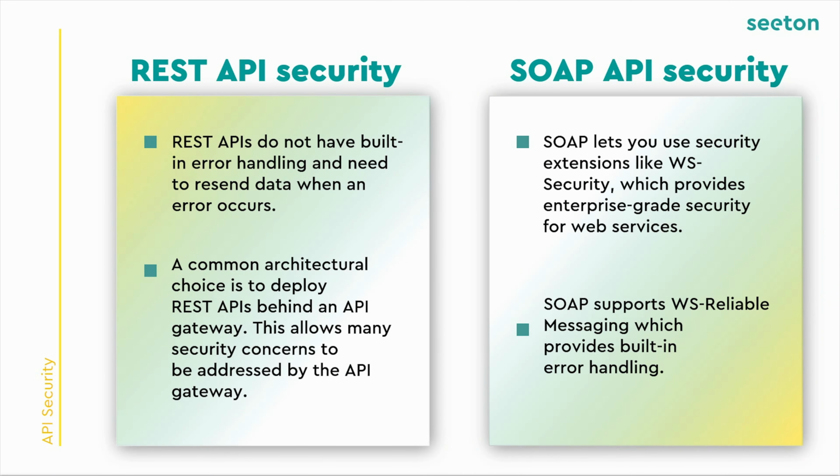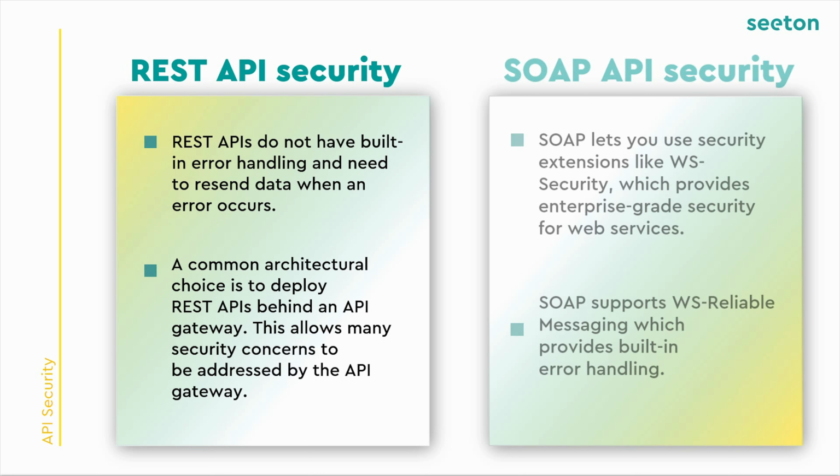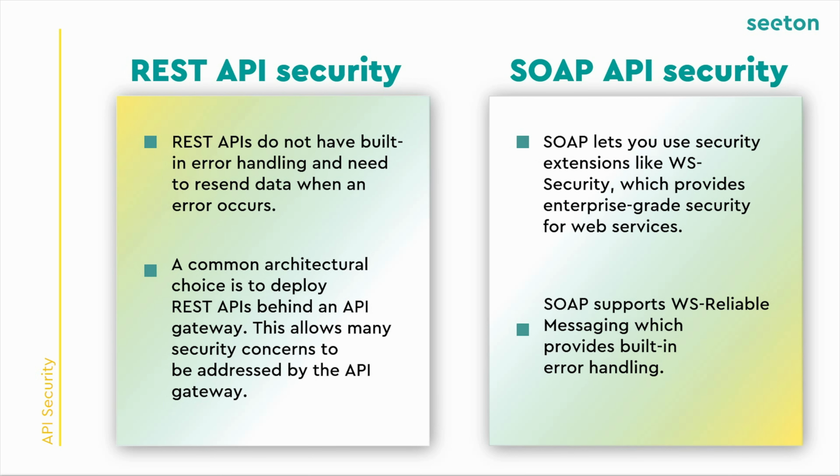There are two main types of API architectures: REST and SOAP. These architectures differ not only in complexity of writing or scope, but also in ensuring security during their creation. The SOAP architecture is based on W3C and OASIS recommendations, including SAML tokens, encryption, and XML signatures. It supports web services specifications, which enable security extensions that provide enterprise-grade security for web services. And it supports WS Reliable Messaging, which provides built-in error handling.